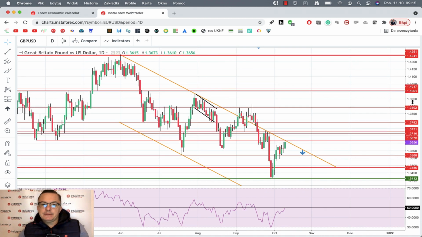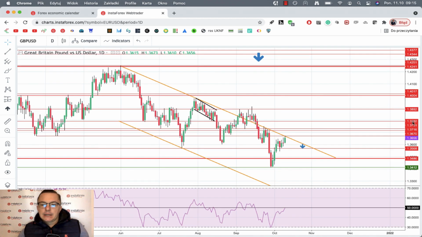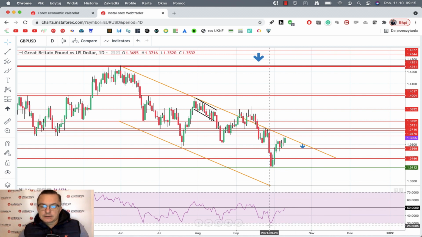What is cable doing? Cable bounced already, towards the level of 1.3670, right? And as you can see, there is this old channel line here that might give some headaches to the bulls. The bounce was from extremely oversold market conditions. As soon as we touched the level of 30, there was a bounce, right? Somewhere at the level of 1.3412. So we got the bounce. Market conditions are still negative, but we are touching the neutral level. Now we need a breakout.